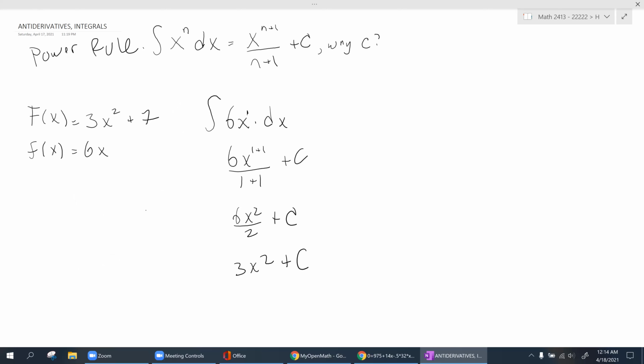You may also ask, what if I didn't have any 7 there? What if it was just a 0? Well, there's never really nothing. Technically, you can always add something. It'll be a plus 0, meaning your constant was a 0.